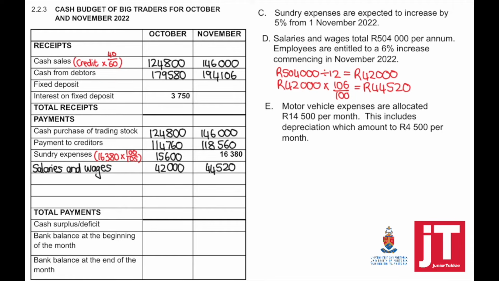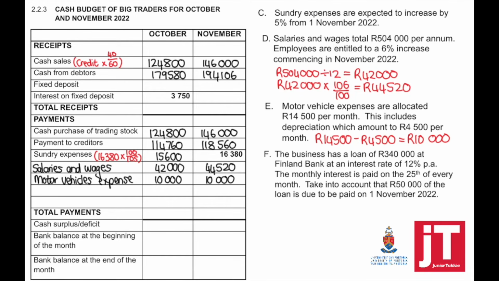Number E, motor vehicle expenses are allocated 14,500 per month. This includes the depreciation, which amounts to 4,500 per month. So it's allocated 14,500. You should know immediately. Depreciation is an expense which is not a cash item, so it does not appear in the cash budget, which means we need to exclude that. Take 14,500 minus 4,500, which means that the motor vehicle expense that goes into the cash budget is 10,000 per month.